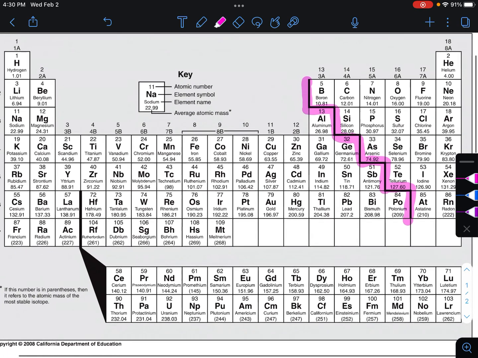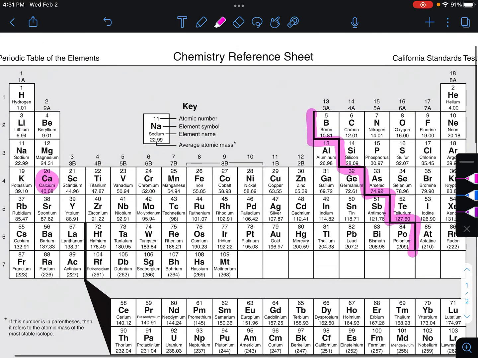For example, calcium is a metal. It's on the left side of the staircase. It has 2 valence electrons because it's in group 2A, so it's going to want to lose electrons. On the other hand, fluorine over on the right side is a nonmetal. It has 7 valence electrons, so it's going to want to gain. So calcium and fluorine could, in fact, form an ionic compound.